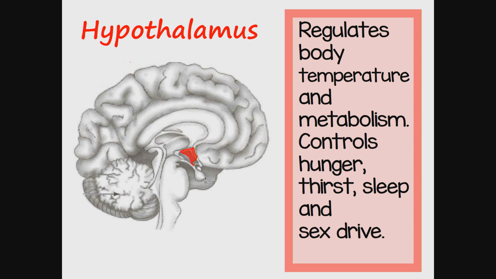The hypothalamus regulates body temperature and metabolism. It controls hunger, thirst, sleep, and sex drive.